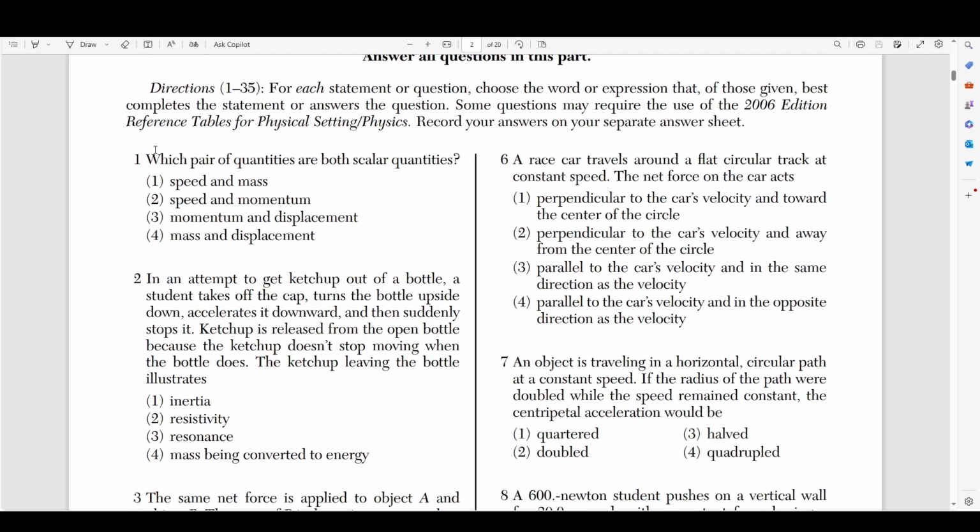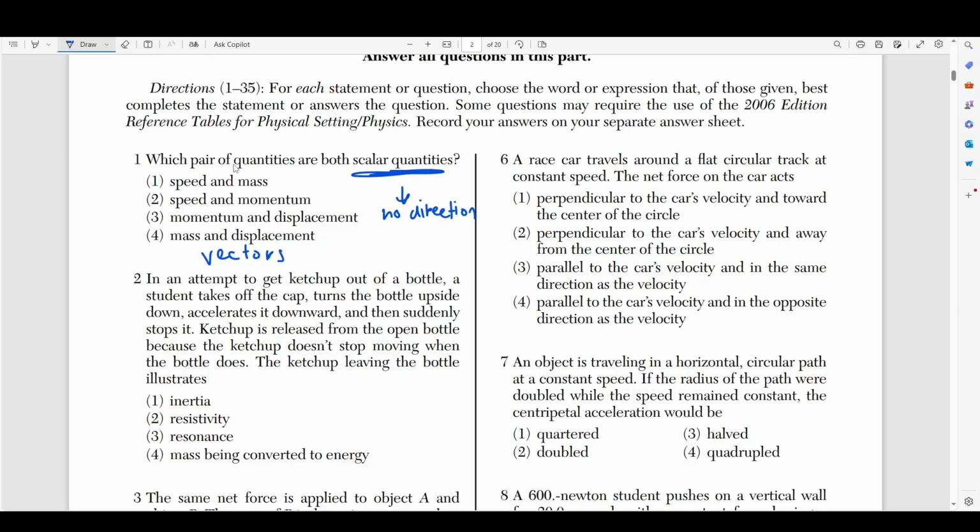So number one asks us which pair of quantities are both scalar quantities. When we're talking about scalar quantities, we're talking about quantities that have no direction. And you'd be asking me, how can a quantity have direction? Well, think about velocity, right? Whenever you're dealing with a physics problem that has velocity, you're always going to have a direction associated with that. So for example, a car is traveling at a velocity of 25 meters per second east, right? A spaceship is heading 25 meters per second north, right? So those type of units that do have direction are called vectors, right?